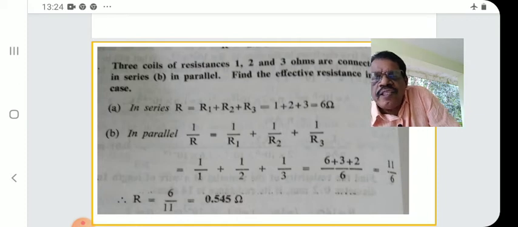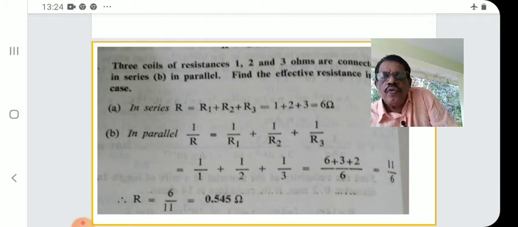So we have to take a reciprocal. Therefore, R is equal to 6 by 11, equal to 0.545 ohm. You note the point? The answer value is less than the smallest of the values given in the question because this is a parallel combination.